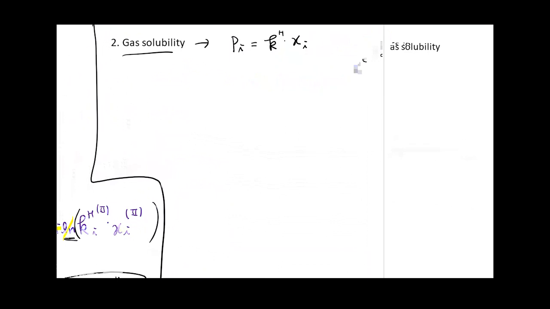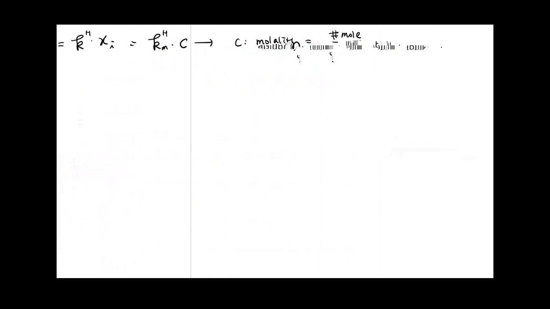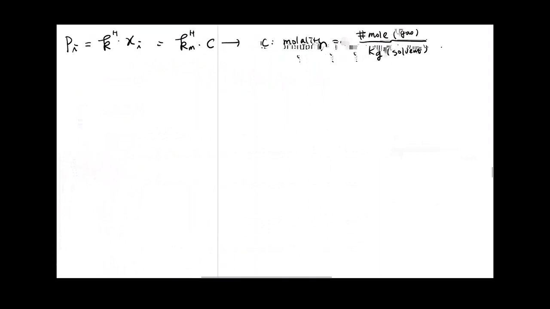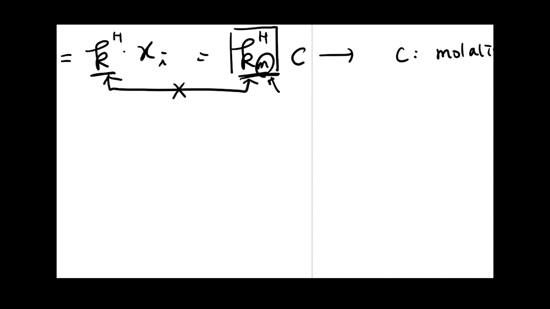But most of the time, when you describe gas solubility, you do not use mole fraction. Most of the time, people use molality. So C is the molality, which is going to equal the number of moles of your gas molecule divided by the kilograms of your solvent. Because of that, the K will be different, right? So in this case, you're going to see this thing called KMH, where the M means you're going to have a unit of molality.